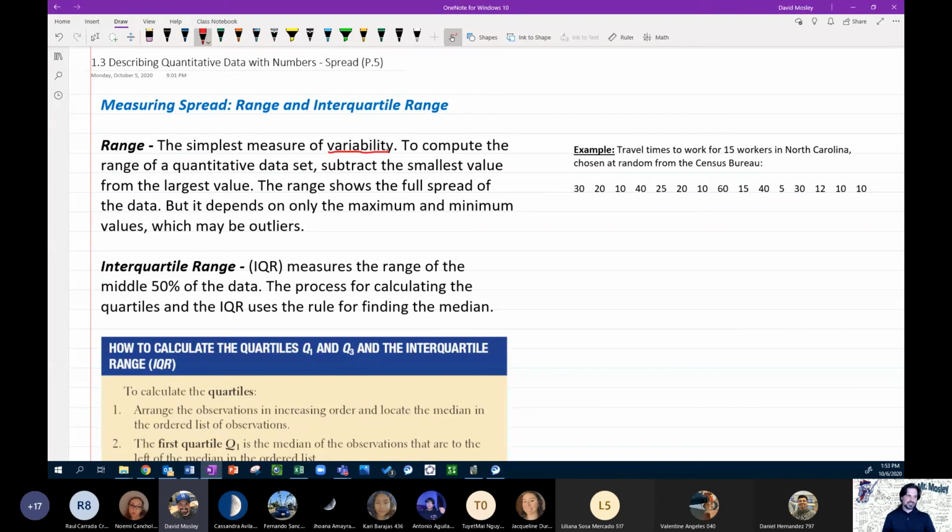To compute the range of a quantitative data set, subtract the smallest value from the largest value. The range shows the full spread of the data. What's the difference between the minimum and the maximum?